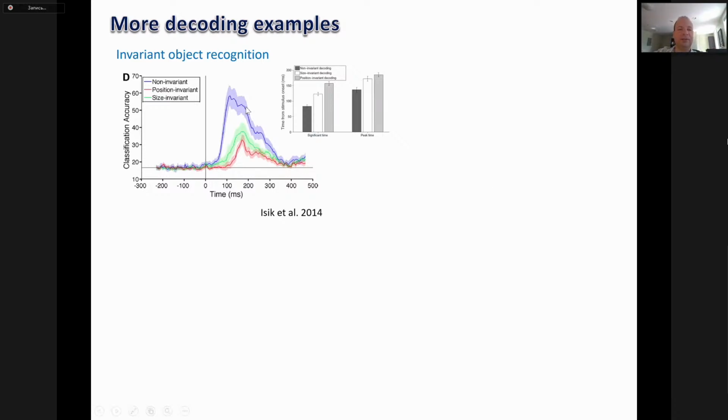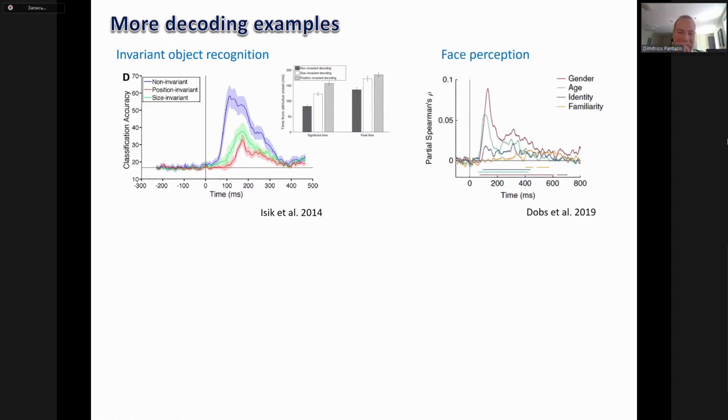So this is decoding the stimuli as they are, and this is decoding with size invariance, and this is with position invariance. We can also do decoding in different concepts, such as for face perception, it presents several faces, and we can see how we can decode gender information, or age information, or identity, or familiarity. And this really gives us an idea of which properties of the faces are processed first, and which concepts are processed later. So it can also work as a constraint for neural models of vision and so on.